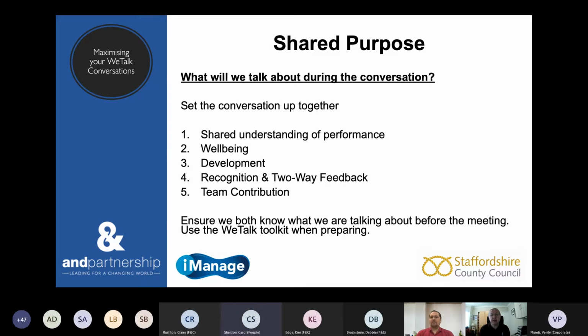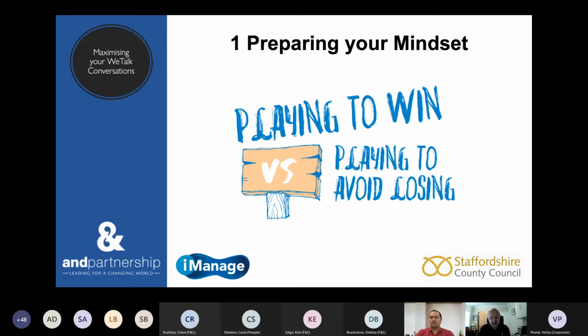Okay, so that's the first part of the prep. The second part of the prep is playing to win versus playing to avoid losing. It's getting your mindset in the right space. Now, these 2 phrases, playing to win, playing to avoid losing, really get different results. They're not really just as simple as positive and negative, but they do get different results when you're trying to engage people and you're trying to get people to think about what they might want to do differently going forward. So it's really useful to be in that playing to win mindset.